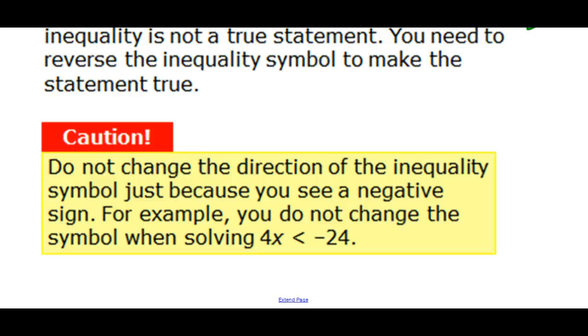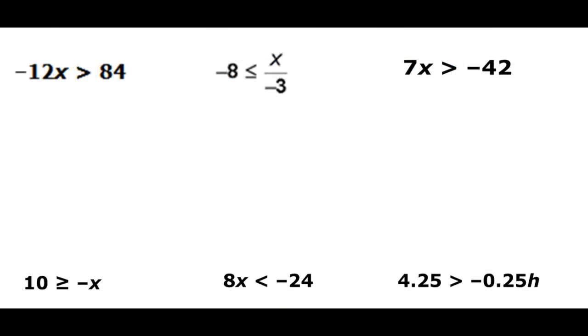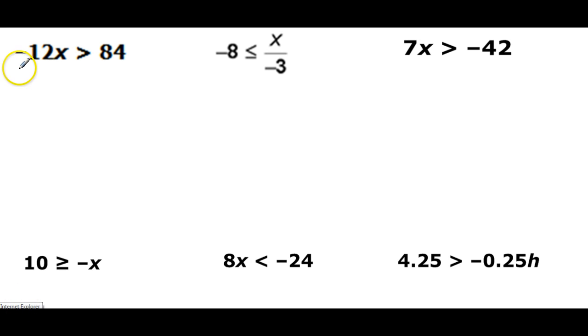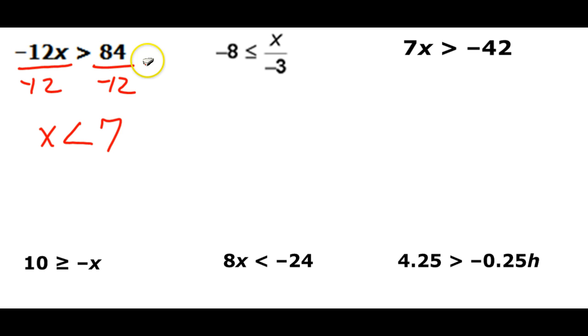So here's going to be some examples. You need to pause the video and do these, and on each one ask yourself to flip or not to flip. All right, ready? Let's go through these. Divide both sides by negative 12. Flip or not to flip? Flip. Okay, and negative 7. So pick a value that's less than negative 7. Negative 8, negative 9, negative 10. How about negative 10? Negative 10 times negative 12 is positive 120. 120 is greater than 84.